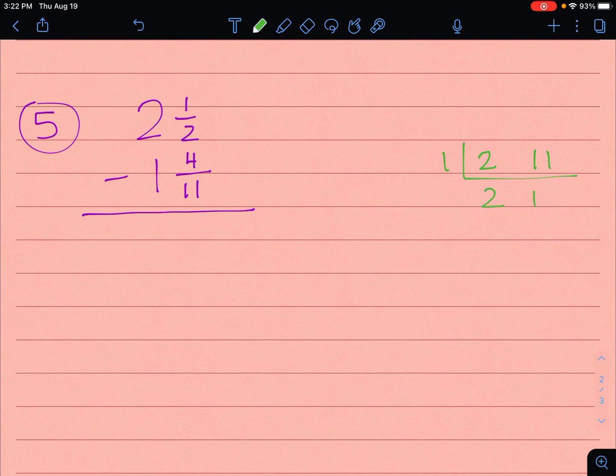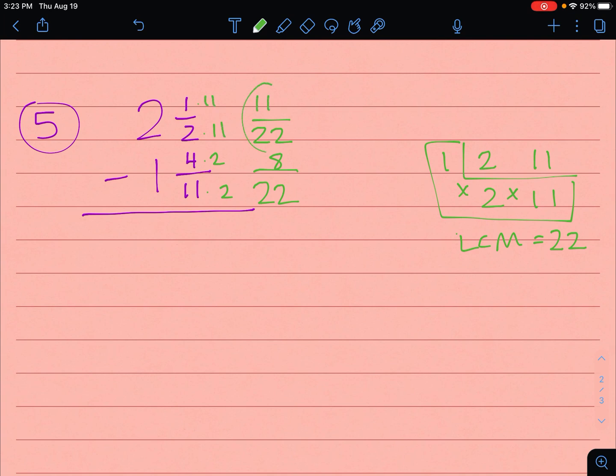Can't take anything out except for a 1, so that is going to be 2 times 11 for our LCM, or LCD, which I also could have written, is 22. Watch what happens. Pick this problem on purpose. So here I did times 2, so this will be 8. Here I did times 11, so that'll be 11, which makes sense because 11 out of 22 is a half, and that's what it's supposed to equal. But look, I can take 8 away from 11. I don't need to borrow.